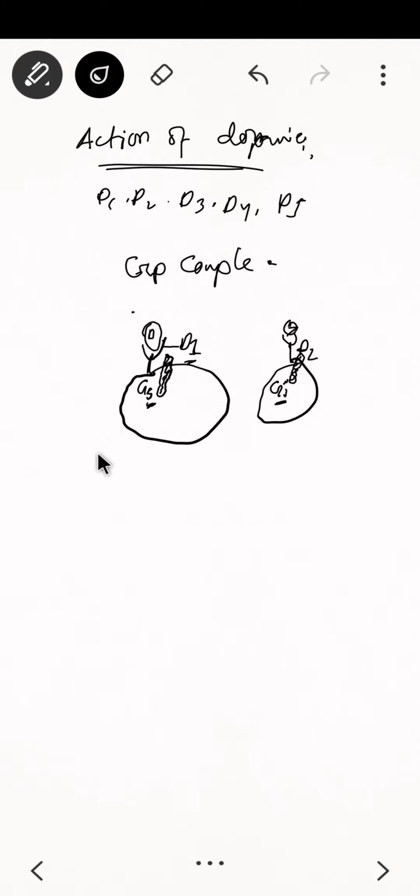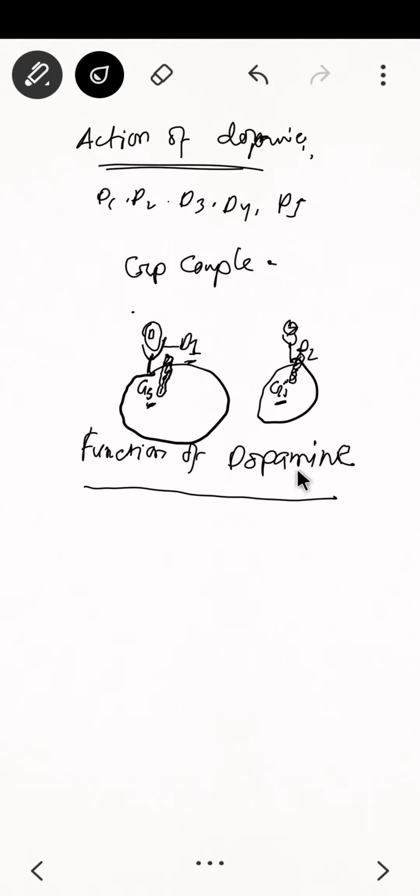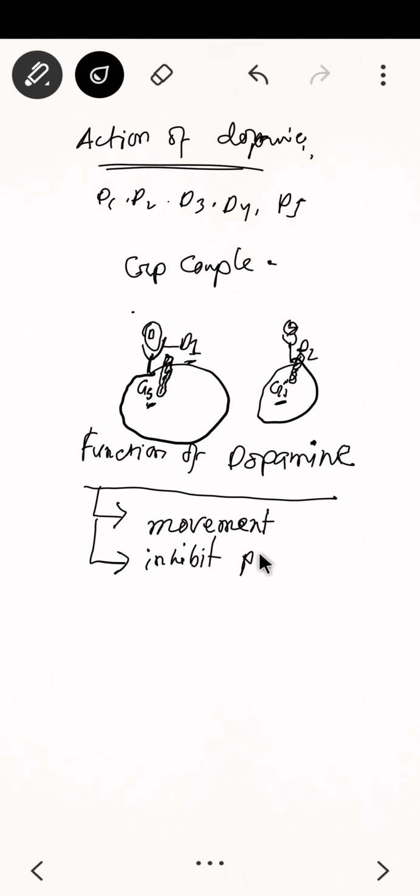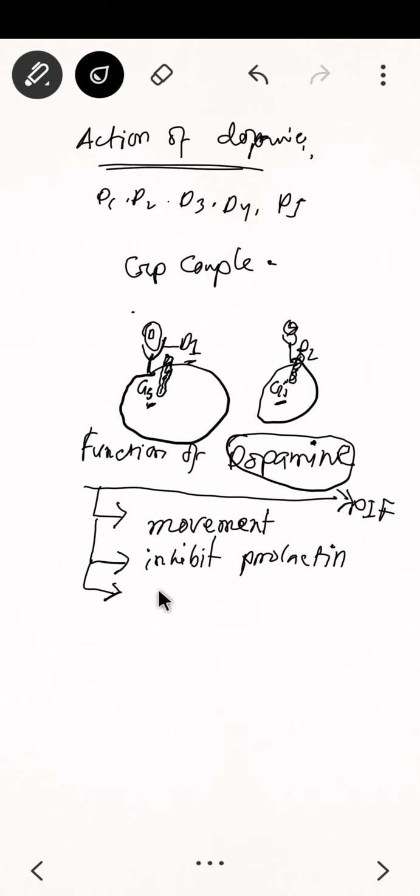Okay. Now the function of dopamine. There are lots of functions of dopamine, but I highlight only 3. Basically, one is that it helps in movement, it inhibits prolactin. That's why sometimes dopamine is called prolactin inhibitory factor. Then it also has some psychological effect. So these are the functions of dopamine.